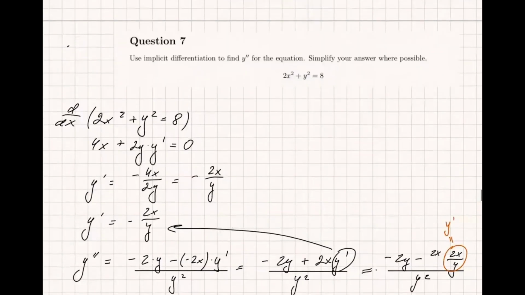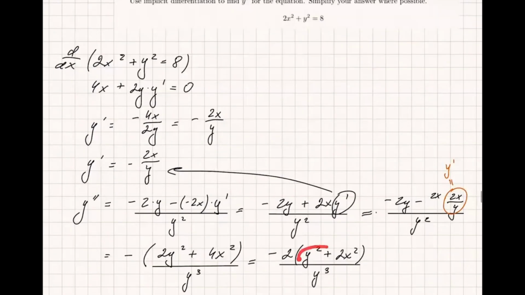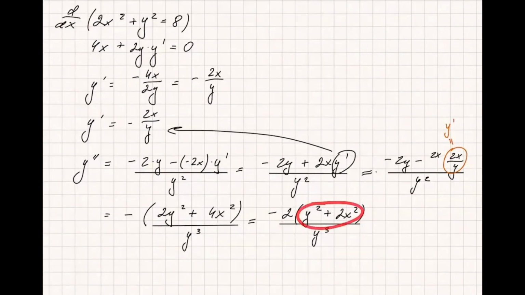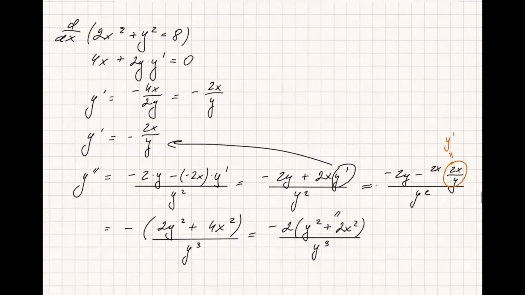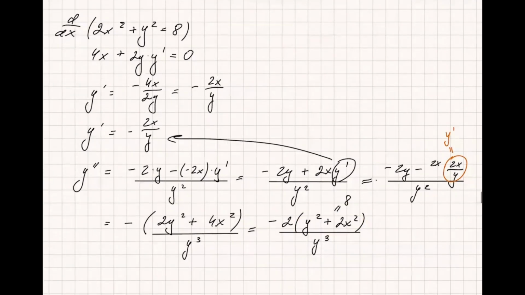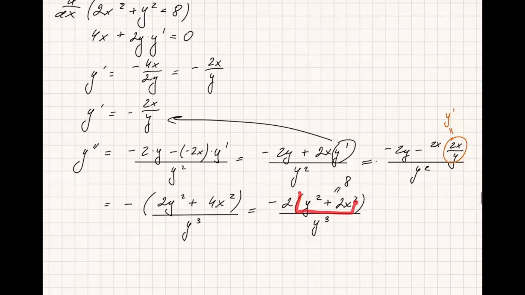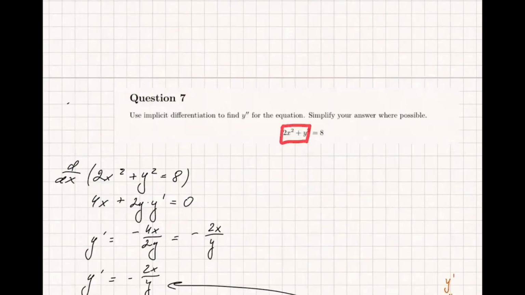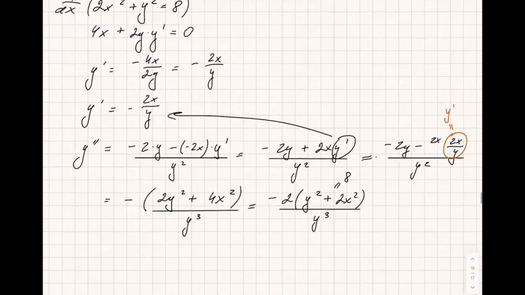Now let's look at the very beginning. The function that is given to us is 2x squared plus y squared equals 8. So when we have this y squared plus 2x squared, this is exactly what our function is, and that is equal to 8. So we can substitute this expression with 8. Let me show you again. This is the expression that we will be substituting with 8.